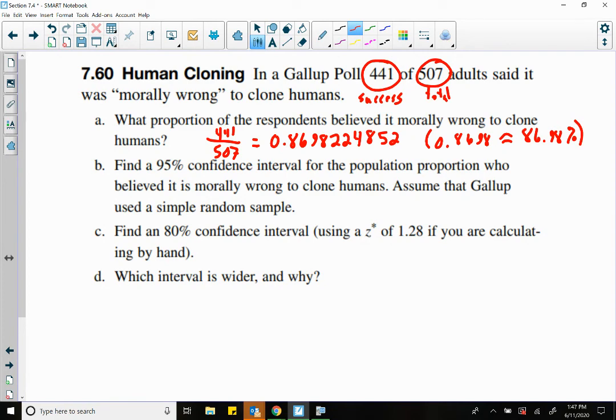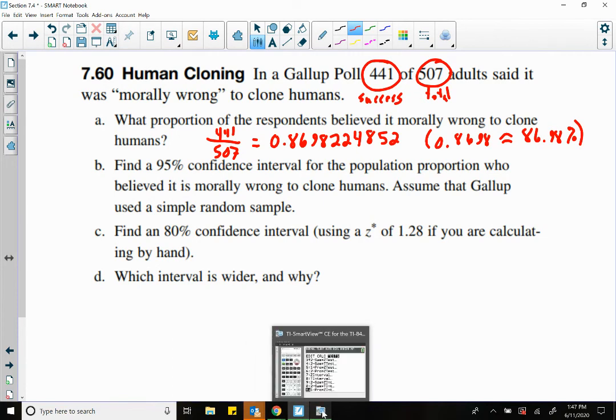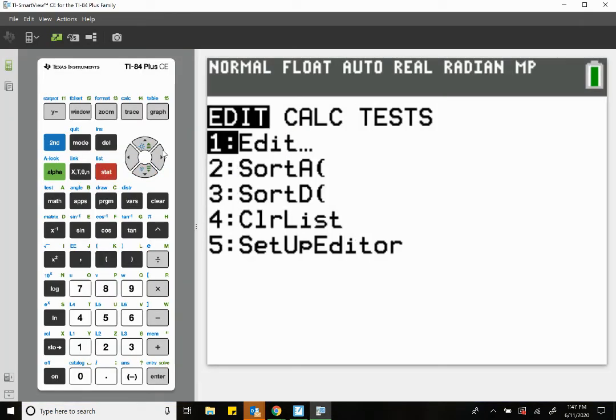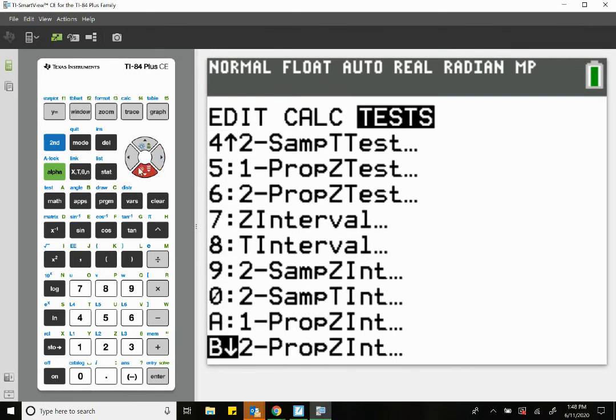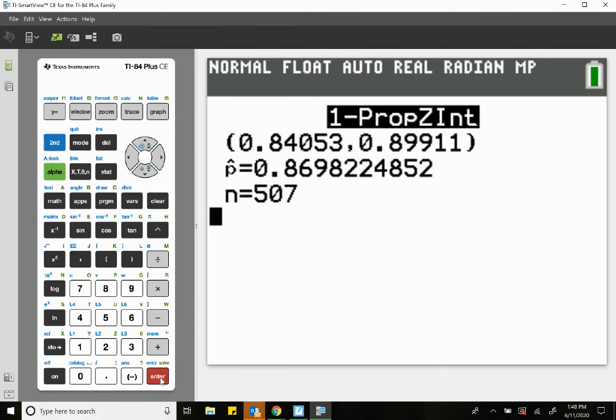So the first thing they want you to do, find the 95% confidence interval. I'm going to go back to StatCrunch, but I'll show you the TI-84 since I messed up the first time. So remember, you hit stat, go to tests, scroll down to 1-proportion z interval. Put in the 441, put in the 507. Scroll down to calculate. And now you've got it.